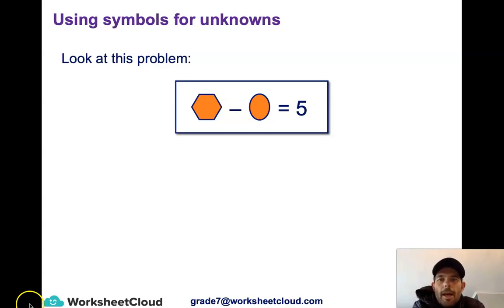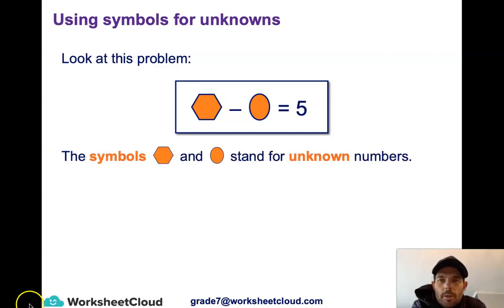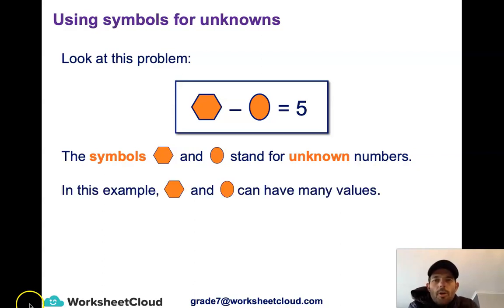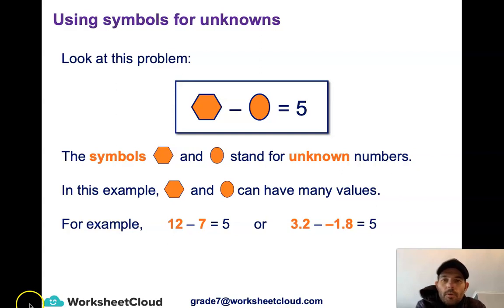If we now looked at this problem, where you've got a hexagon minus an oval equals 5, the symbols, the hexagon and the oval, are both unknown numbers. Okay? So the hexagon and the oval can have many different values. Right? And these are just 2 examples. So it could be 12 minus 7 is equal to 5, but it could also be 32 minus 27. Don't be too overly concerned with what numbers there are there. You could have had 25 minus 20. You could have had 30 minus 25. It's pretty much unlimited what those symbols could have stood for.